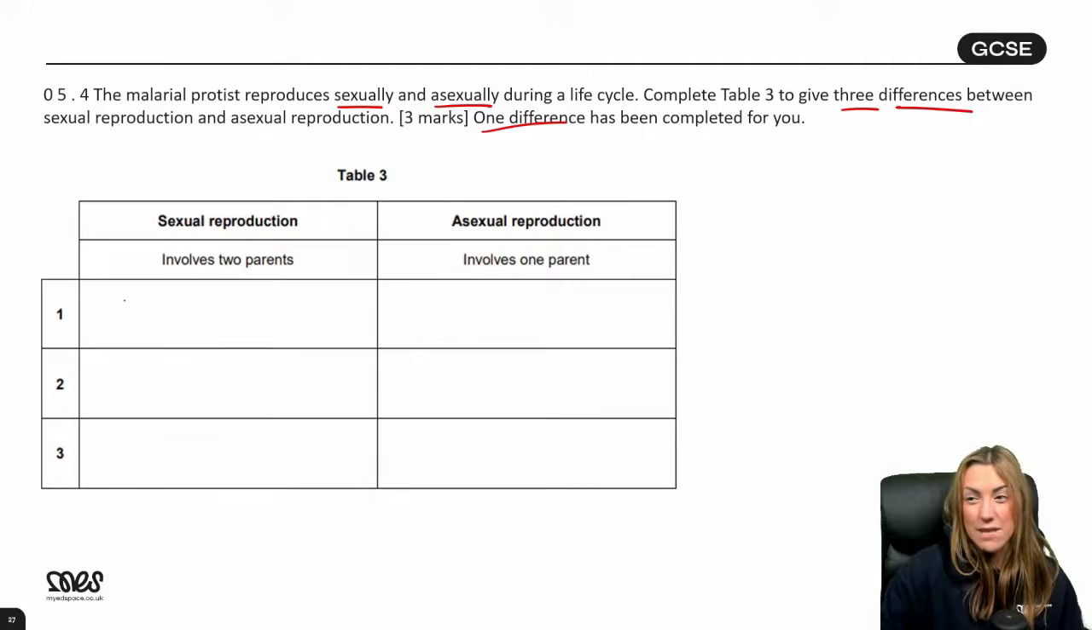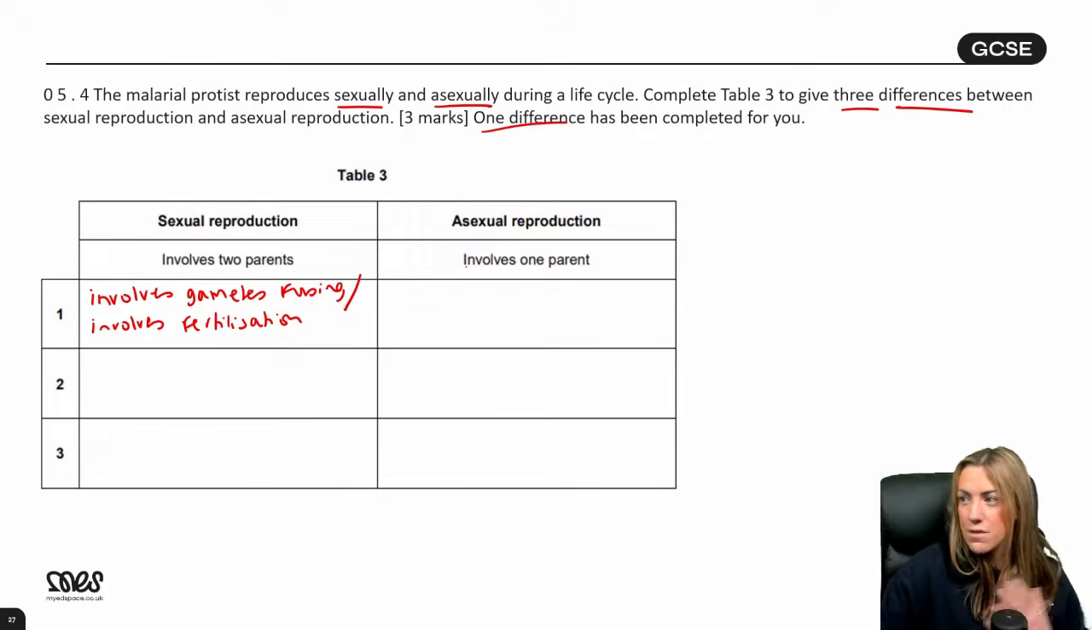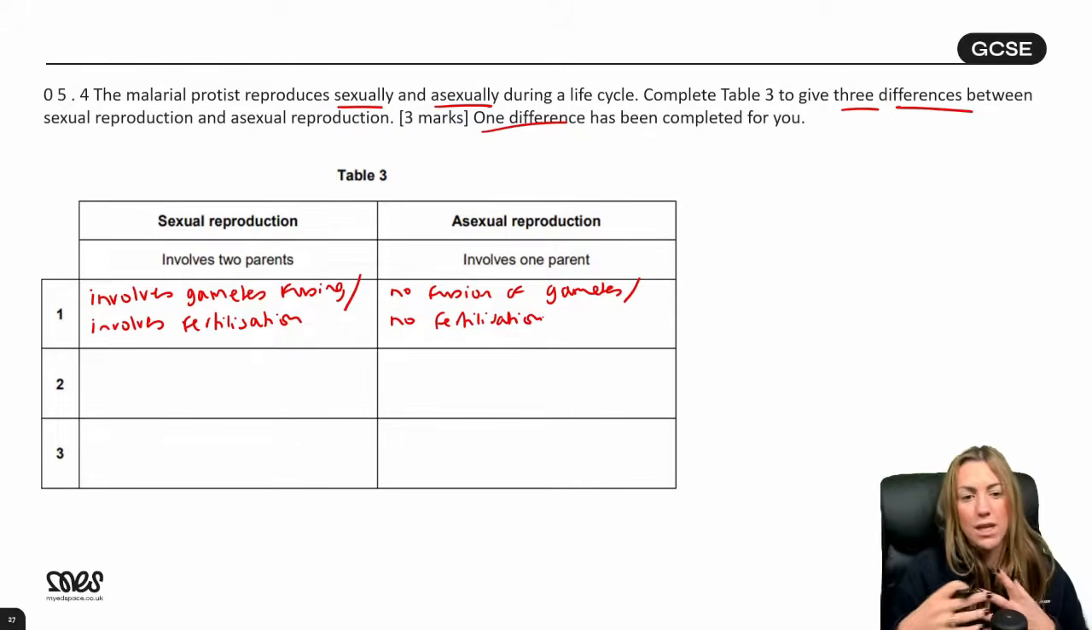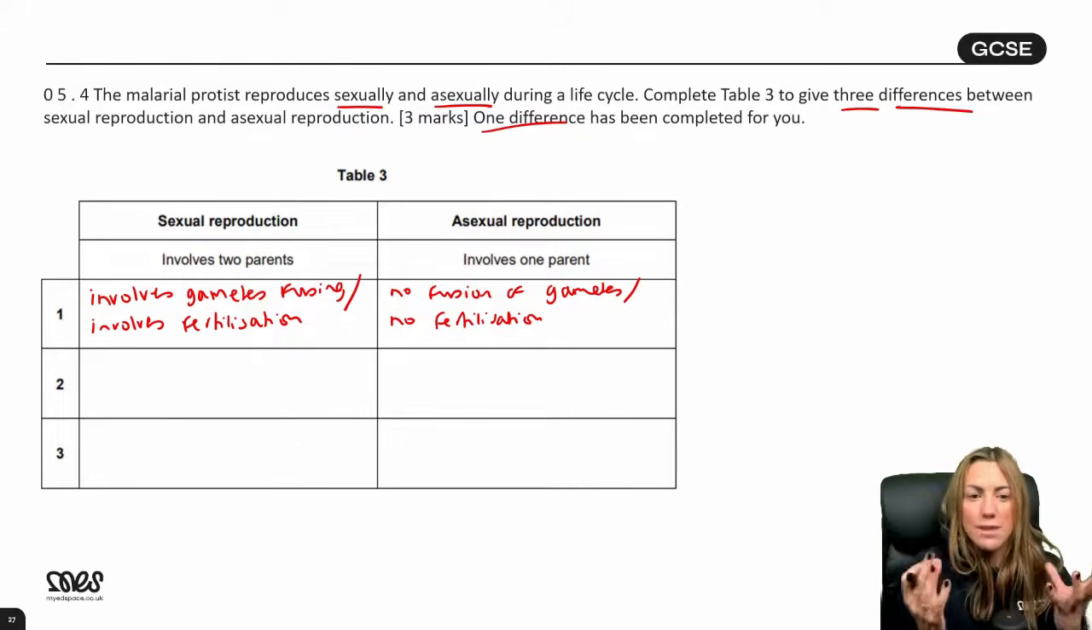But what we can say for sexual reproduction, we could say it involves gametes fusing, or as an alternative to that, we could say it involves fertilization, which is when the gametes fuse, whereas asexual, no fusion of gametes, or the same marking point would be no fertilization. So there's no sperm fusing with an egg because it's just one parent just using mitosis to cause its cells to divide to grow into a new organism. So that would be 1 marking point.